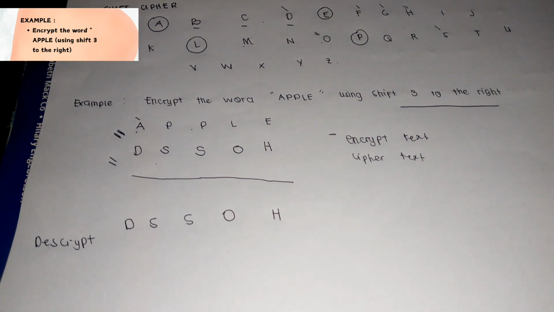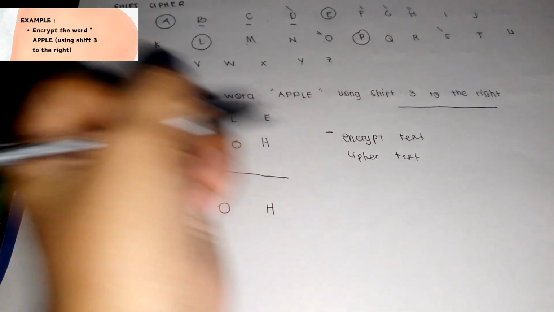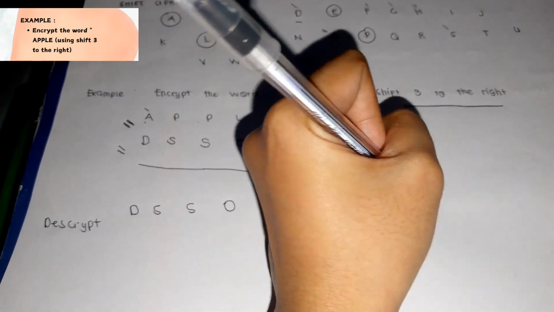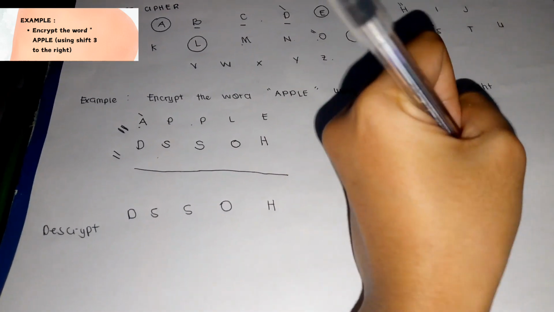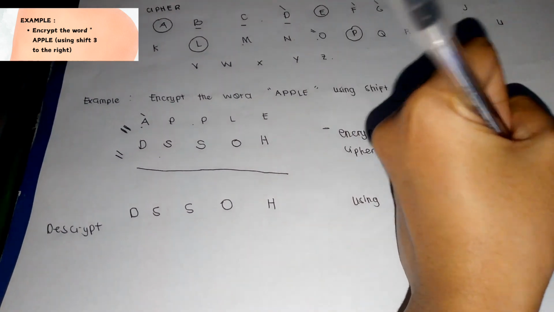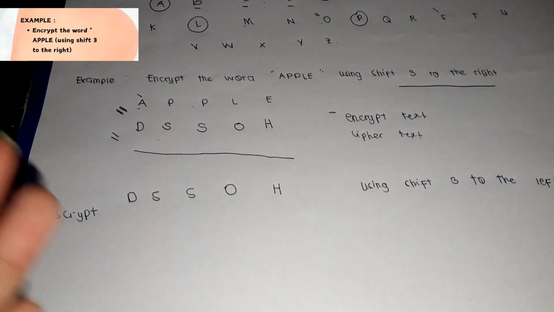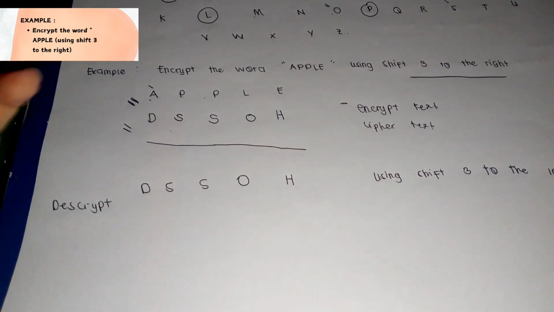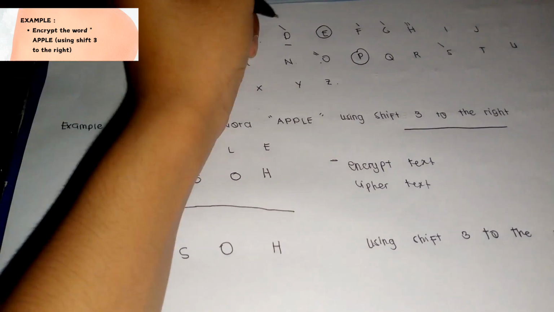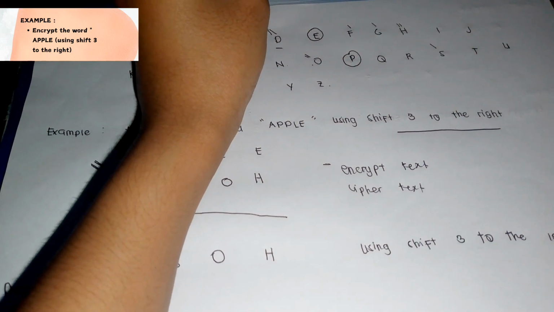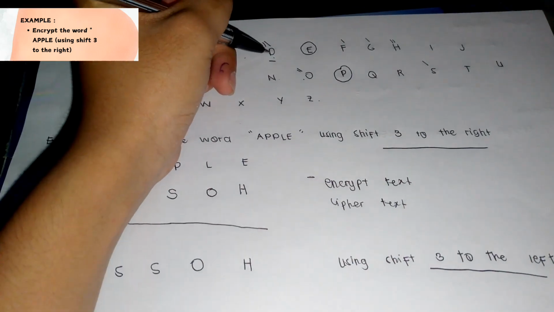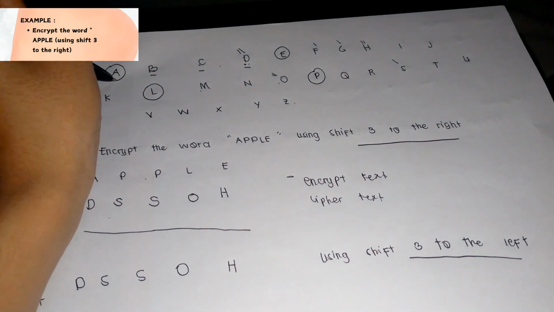and after that, instead of using shift 3 to the right, we are going to use the left to bring back the original text of this encrypted text. So D, we have D right here. We are going to shift 3 to the left, meaning from D, we count 1, 2, 3. We got A.